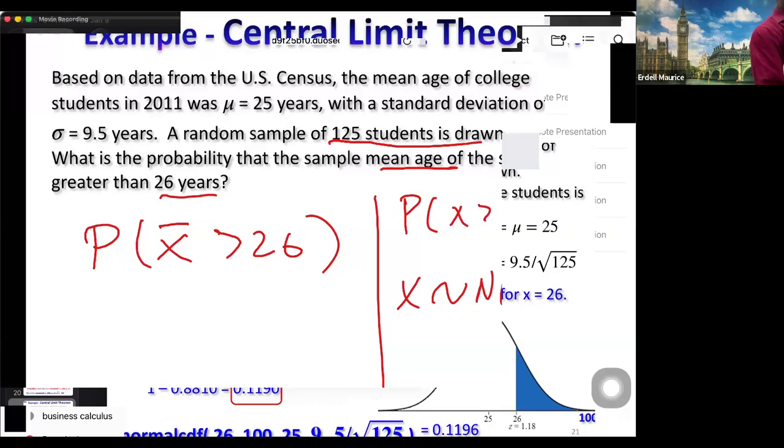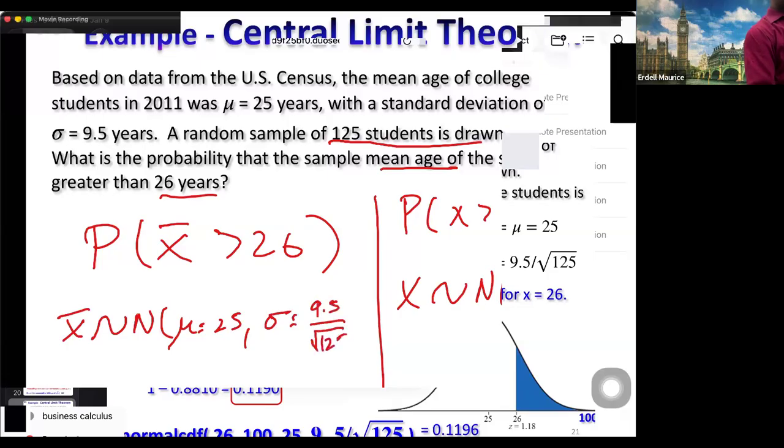X bar over here will follow a normal distribution with a mean of 25, but the standard deviation is going to change. I am not going to use 9.5. I'm going to use 9.5 divided by the square root of 125. And that's the key change right here. Remember I pointed that out? The means are the same, but the standard deviation for the blue distribution is always smaller. Yes? This right here is our blue distribution.